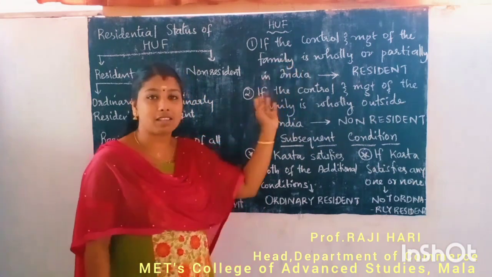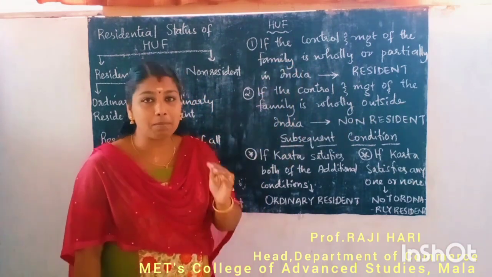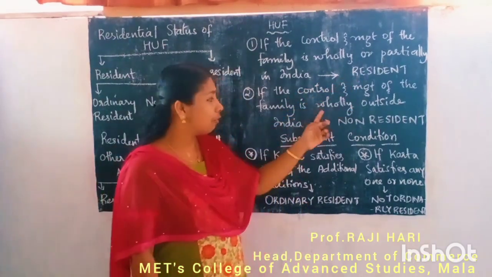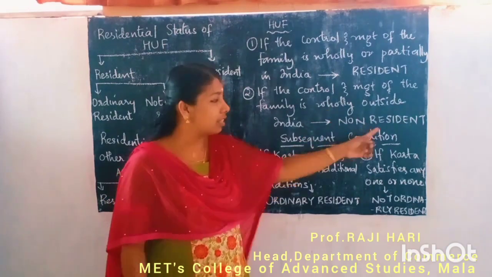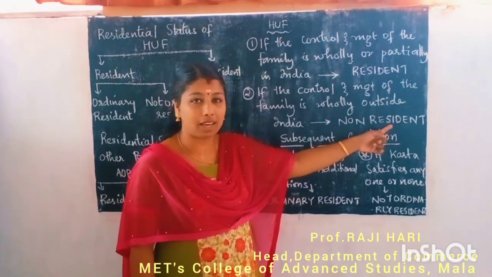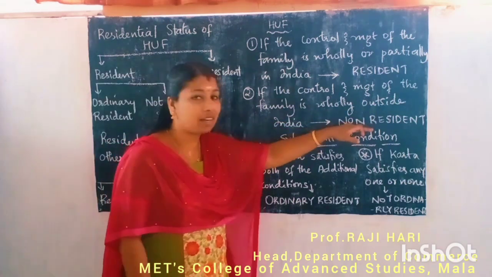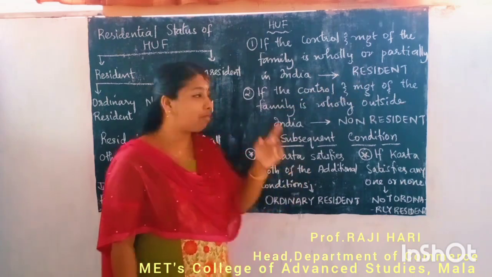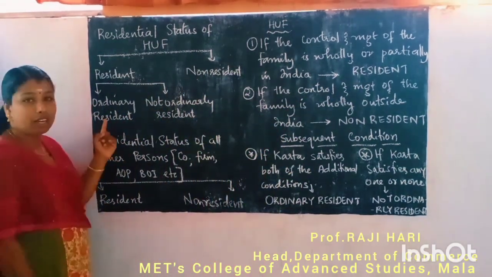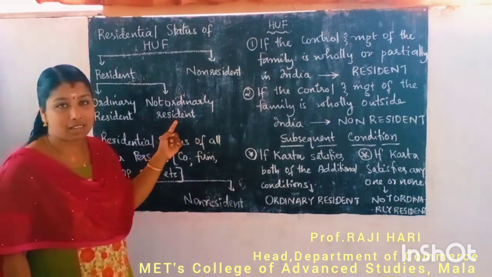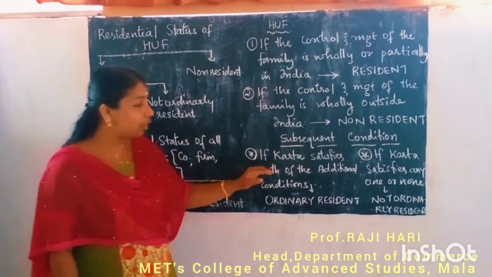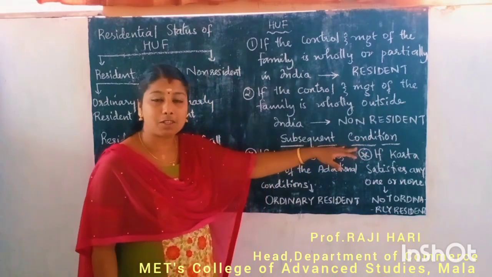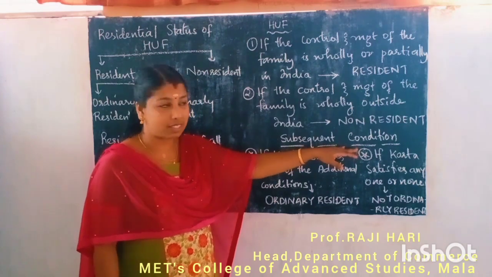Whether the family is resident or non-resident. If the control and management is partially or wholly from India, the family is resident. If it is wholly outside India, it is non-resident. Okay. So if it is non-resident, it's okay. But if the family is a resident, we again check whether the Hindu undivided family is ordinary resident or not ordinarily resident, just like an individual. For that, the subsequent condition will apply to determine whether the family is ordinary resident or not ordinarily resident.